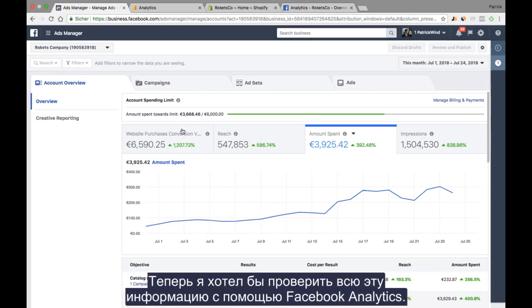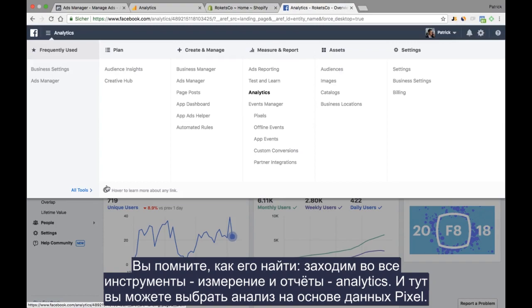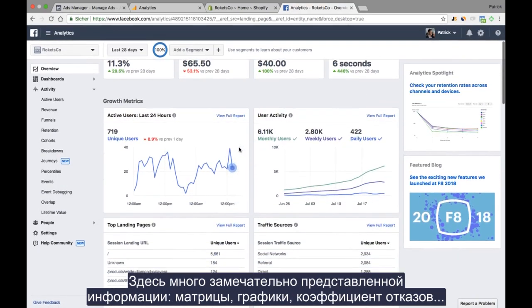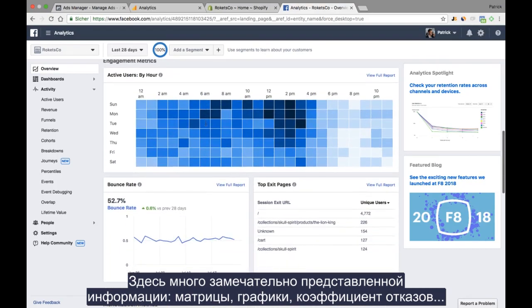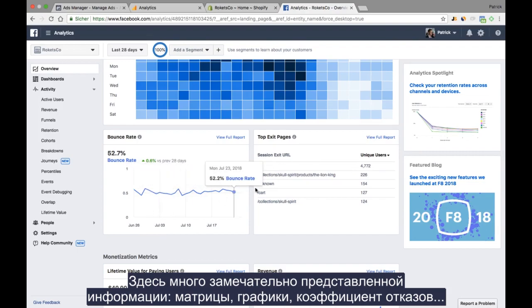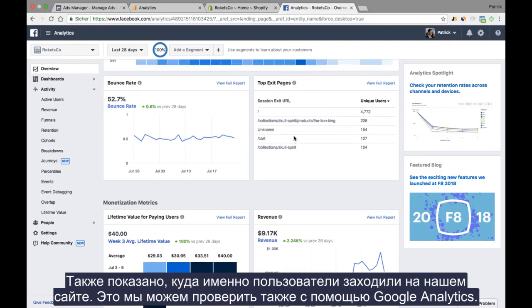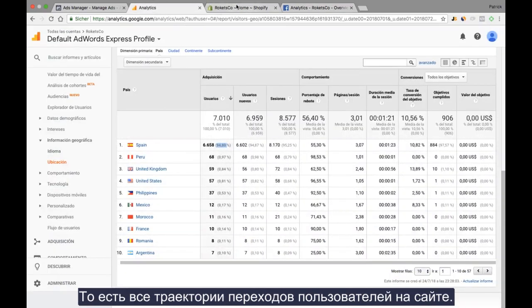And then all of this information I would also like to check with our Facebook Analytics. Okay, so you remember how to find it, right? So all tools, then here measure and report, and if you click on Analytics, you can choose the one based on pixel. You see here it gives me a nice potpourri of information, so different metrics, different graphs, different bounce rates, also where people actually went when they come onto our website. That's of course something that we can also double check with Google Analytics, so the entire journeys, so where people actually went.